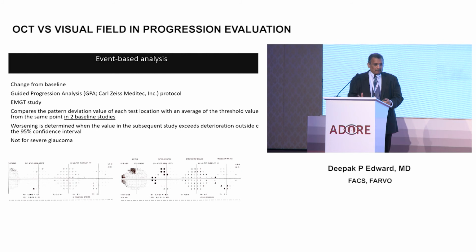Now, you have event-based analysis and trend-based analysis available. Event-based, again, tests from baseline. You need at least 2 baseline studies, and the machine tells you whether the field is progressing or not.